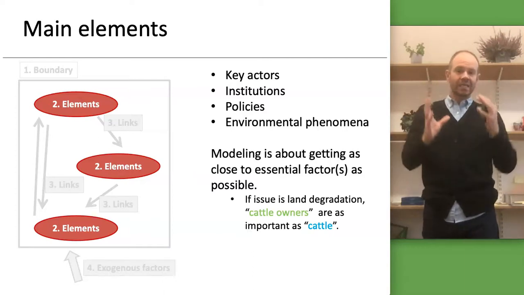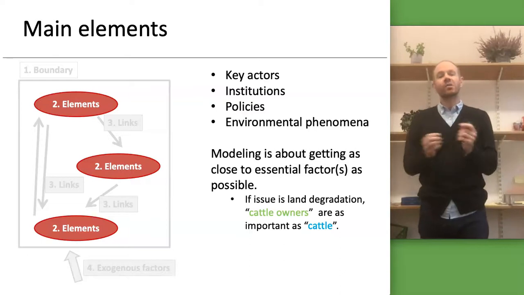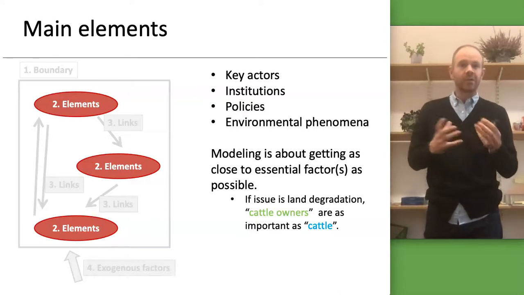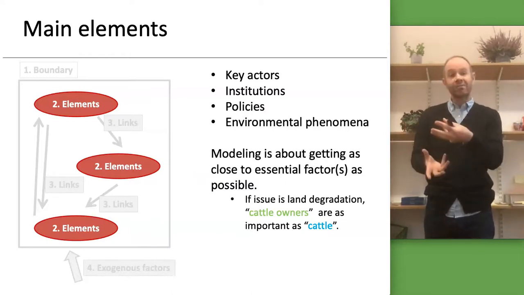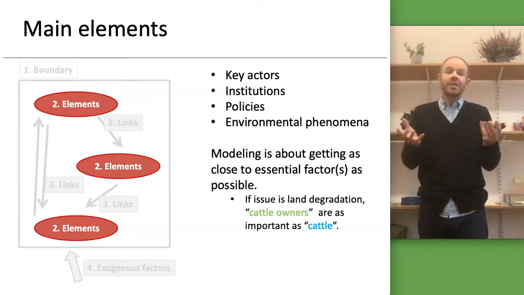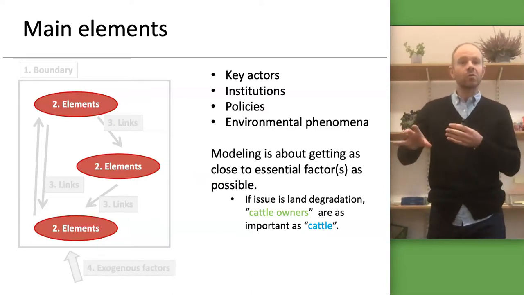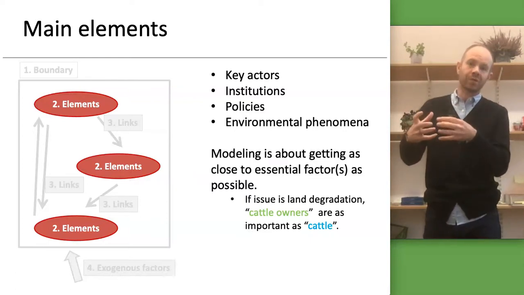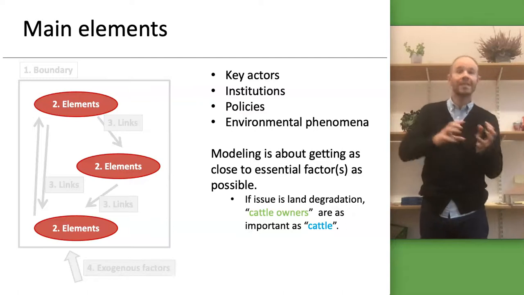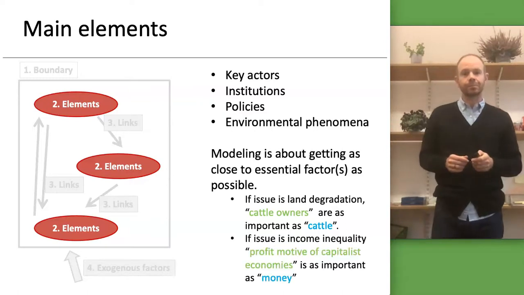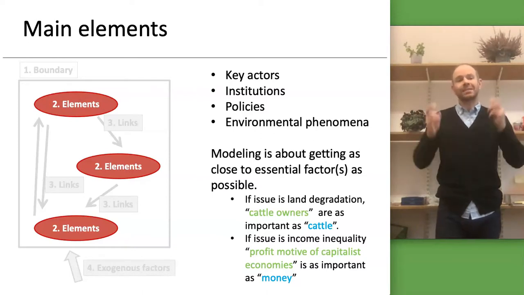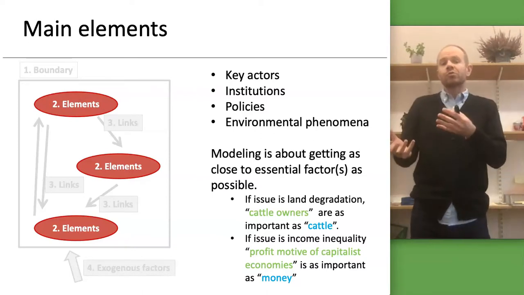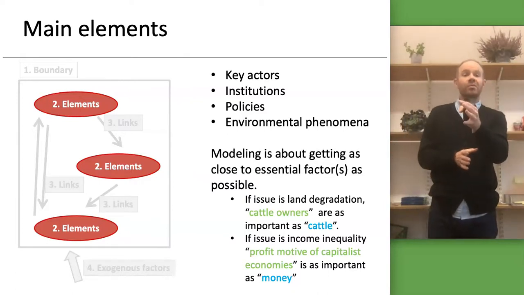So right, if the issue we're looking at is land degradation, cattle owners are as important as cattle within this situation. We can't just have cattle, because we need to have cattle owners. What is driving cattle owners to do what they're doing? Other times we might say cattle aren't needed, and cattle owners are all we need to understand because that's the more important element. So understanding your system and what's important and what can be left out is really critical. And again, if our issue is income inequality, then the profit motive of capitalist economies is as important as money. So that could be true. Other times you might say, no, the profit motive is absolutely critical.